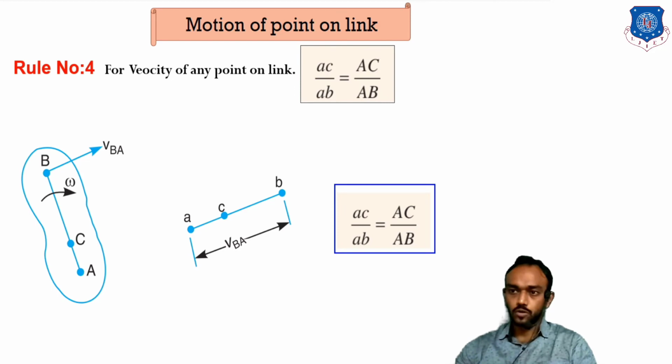Okay, so in this case what you have to do: you have the space diagram, you have the velocity diagram, you have the known velocity. First of all, you have to know the velocity of some point on that link. So you know B. Then if you want to find any point C on that link, you can find it by this formula.